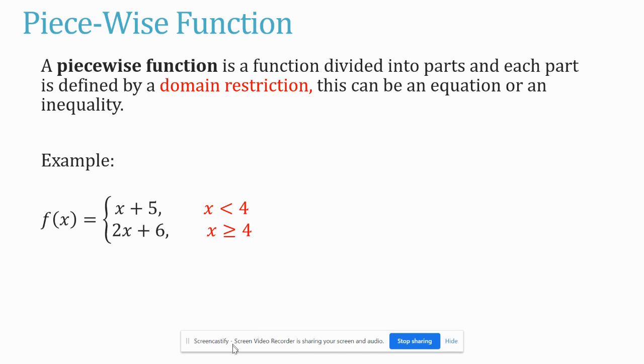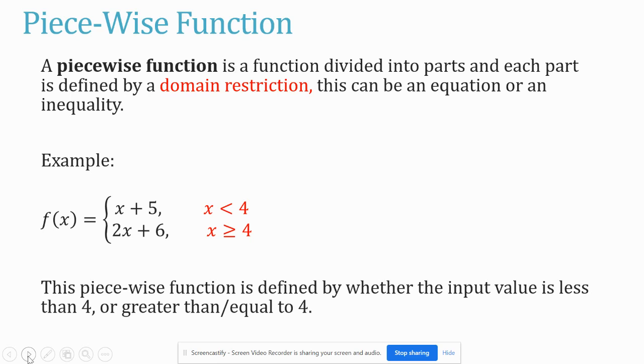So here's an example. We have f of x equals x plus 5 when x is less than 4, and we have 2x plus 6 when x is greater than or equal to 4. So this piecewise function is defined by whether the input value is less than 4, which is this first part, or is greater than or equal to 4, which is this part. So we're going to take a look at an example so we can see how to evaluate these and how to apply this.